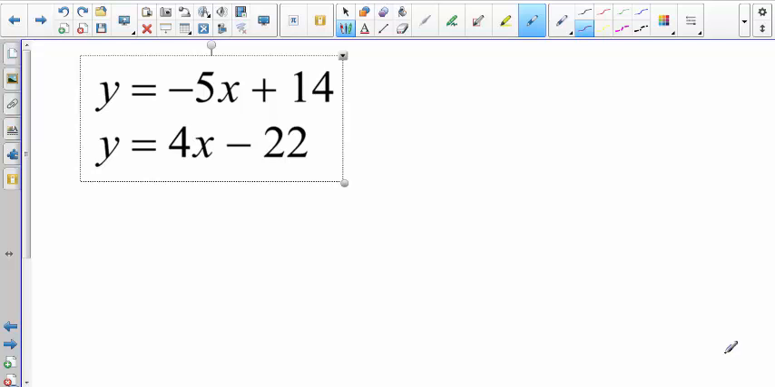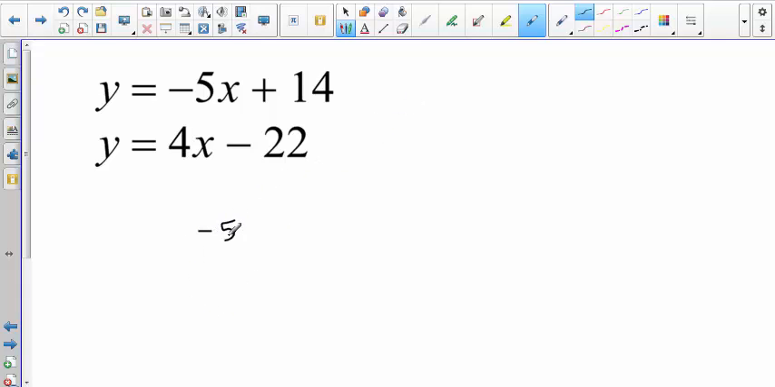This video is solving a system of equations by substitution, part 2. When you have a system of equations where both of the equations are in slope-intercept form, the easiest way to solve these is by substitution. You have y equals 4x minus 22 and y equals negative 5x plus 14. When you have both equations in slope-intercept form, you will take and set both equations equal to one another.